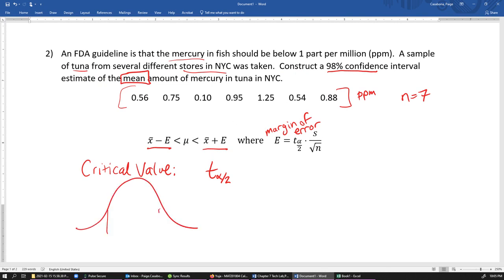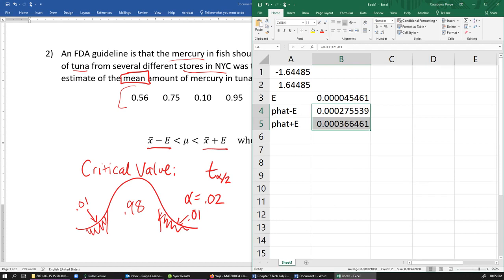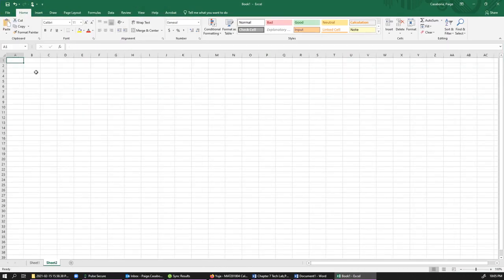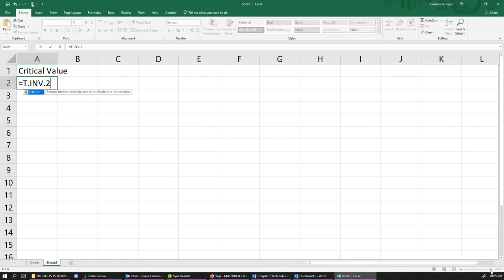And again, I'm imagining my little picture, chopping off the two tails. This is a 98% confidence interval, which means I have 0.98 as the area in the middle. The alpha here would be 0.02 or like a 2%. And that means that each tail would have area of 1% or 0.01. So I'm going to come over to Excel so I can compute my critical value. The critical value, I'm using the t.inv.2t function. So this is the two-tailed one.